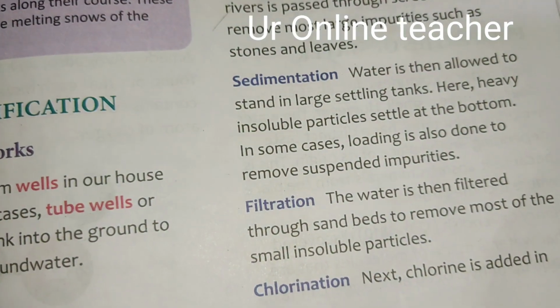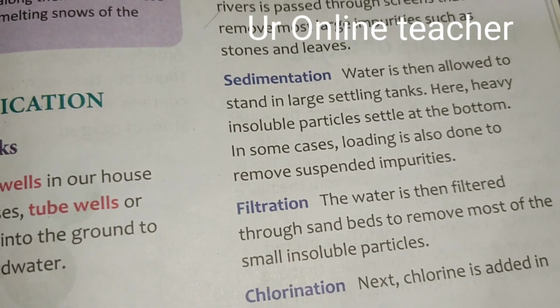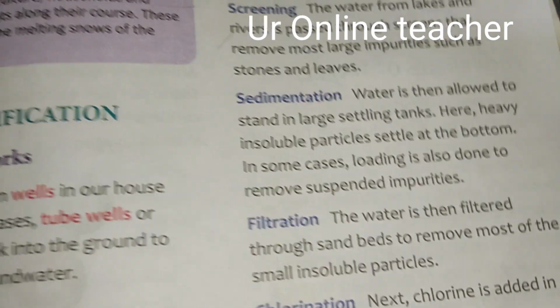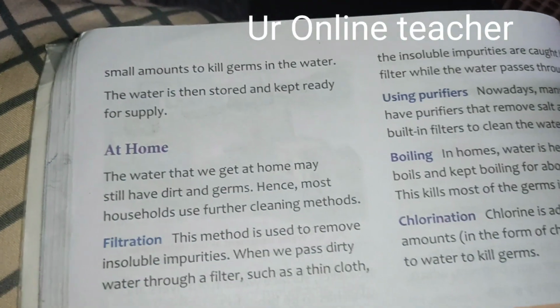After that, filtration. We know how to filter. Water is then filtered through sand beds to remove all the insoluble particles. Then chlorine. Next, chlorine is added to kill the germs, and it is ready to supply.